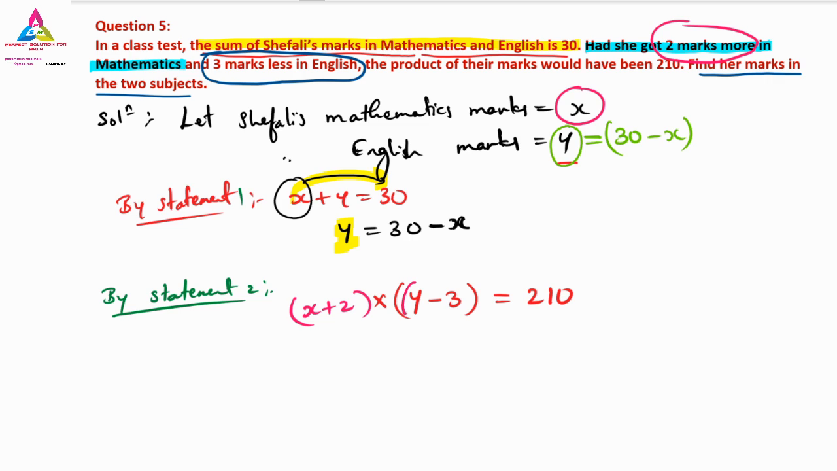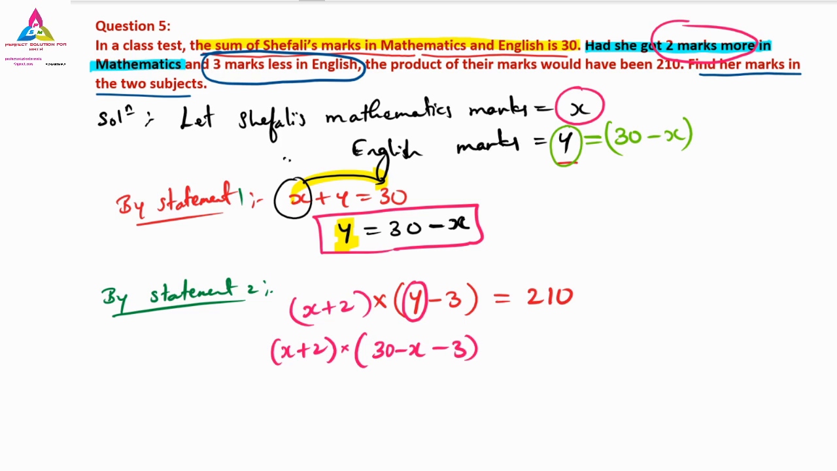Means instead of y, what can I write? Here x plus 2 remains as it is. But in place of y, y is nothing but 30 minus x. So in place of y I am writing 30 minus x. Minus 3 I have kept as it is. That is equal to 210.